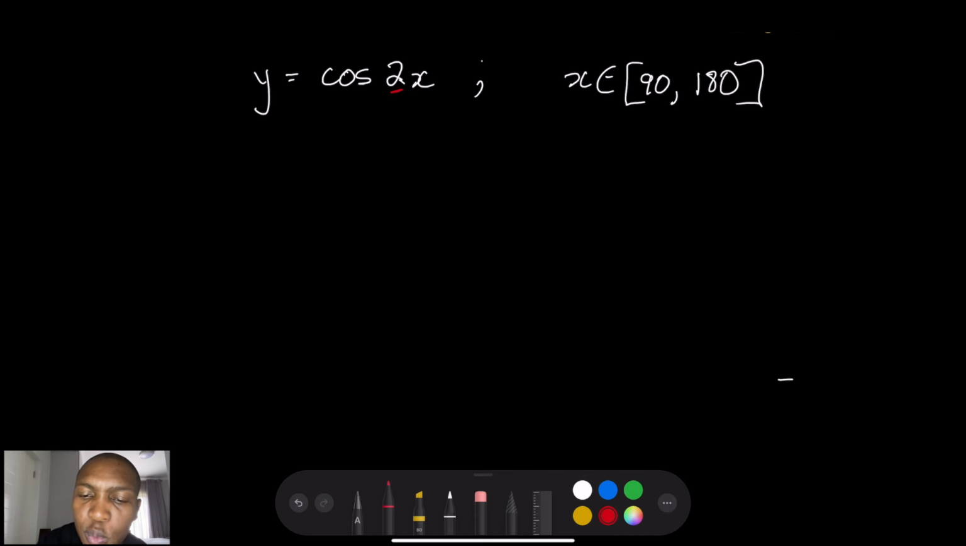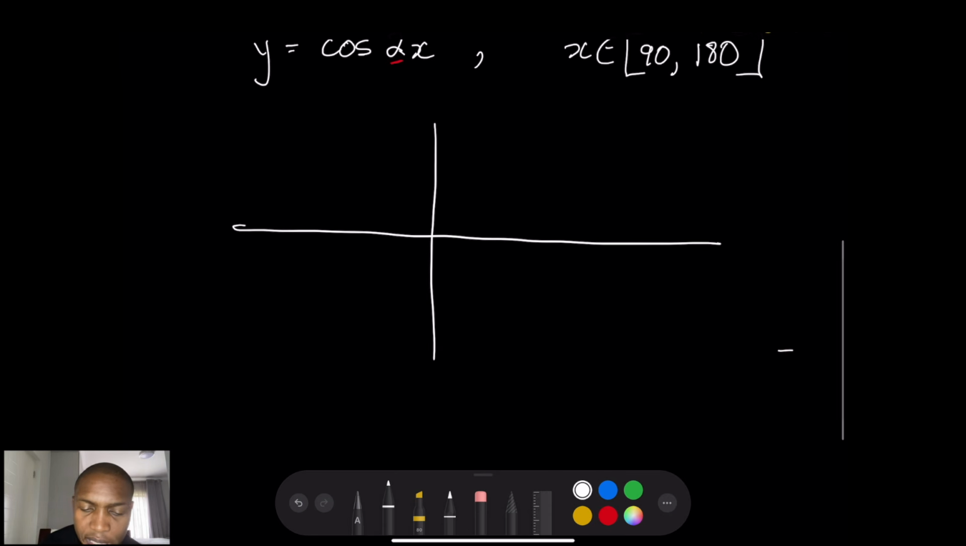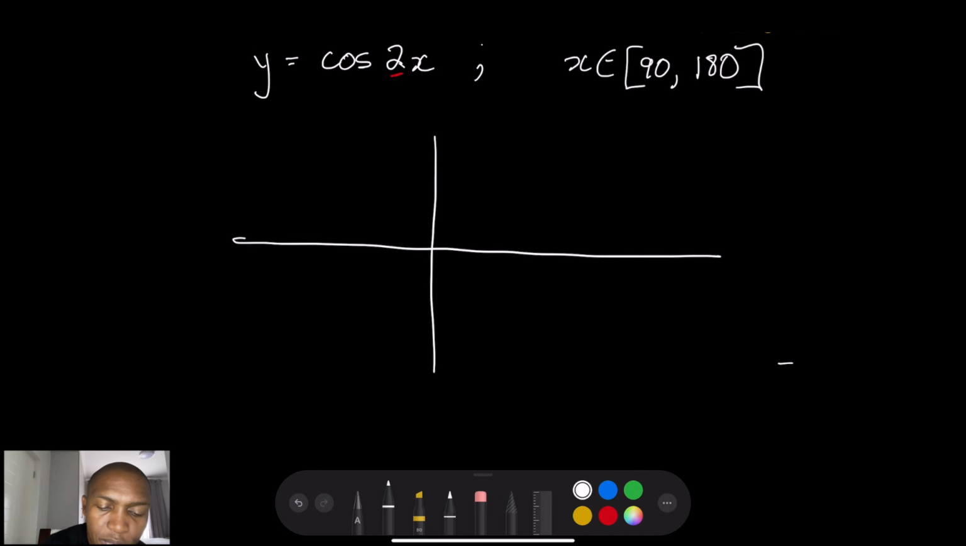It means that within a normal period of 360, I'd be able to squeeze in two graphs, okay? So in this case, what would my graph look like? Remember, when the frequency is 2, what it means is that my period, now I want you to please listen carefully. So what would be my period?